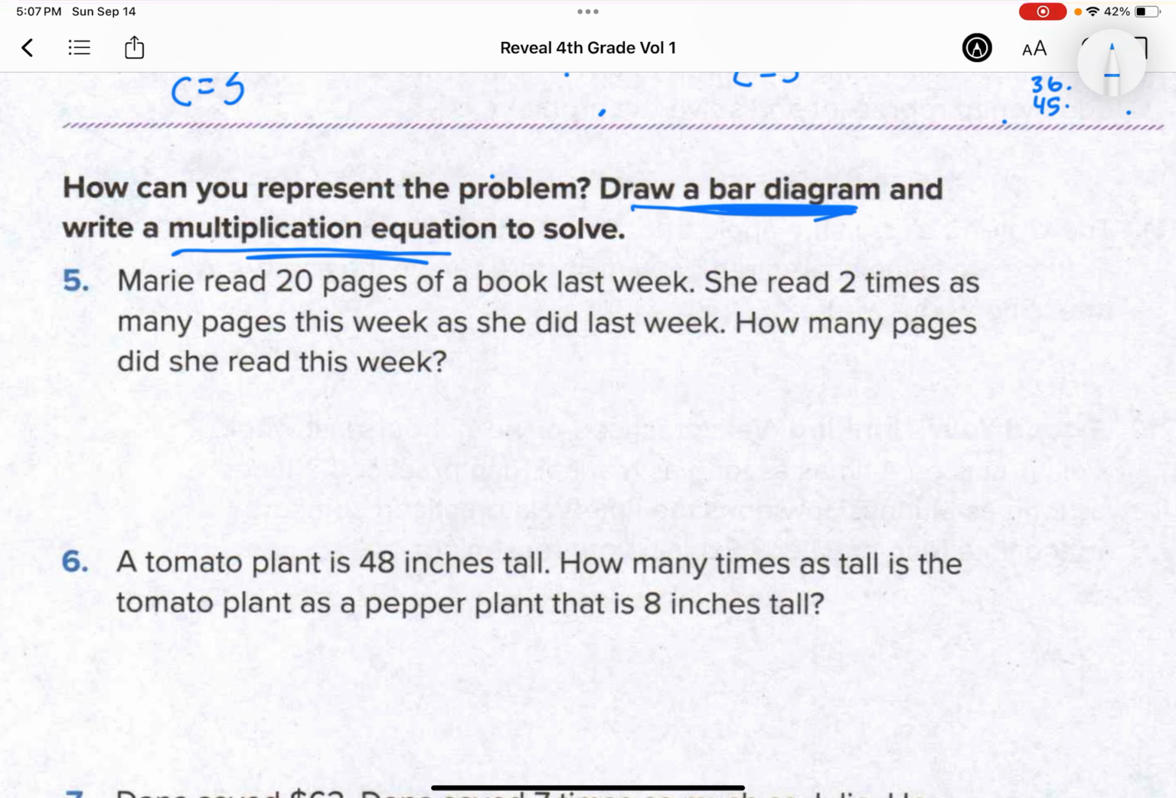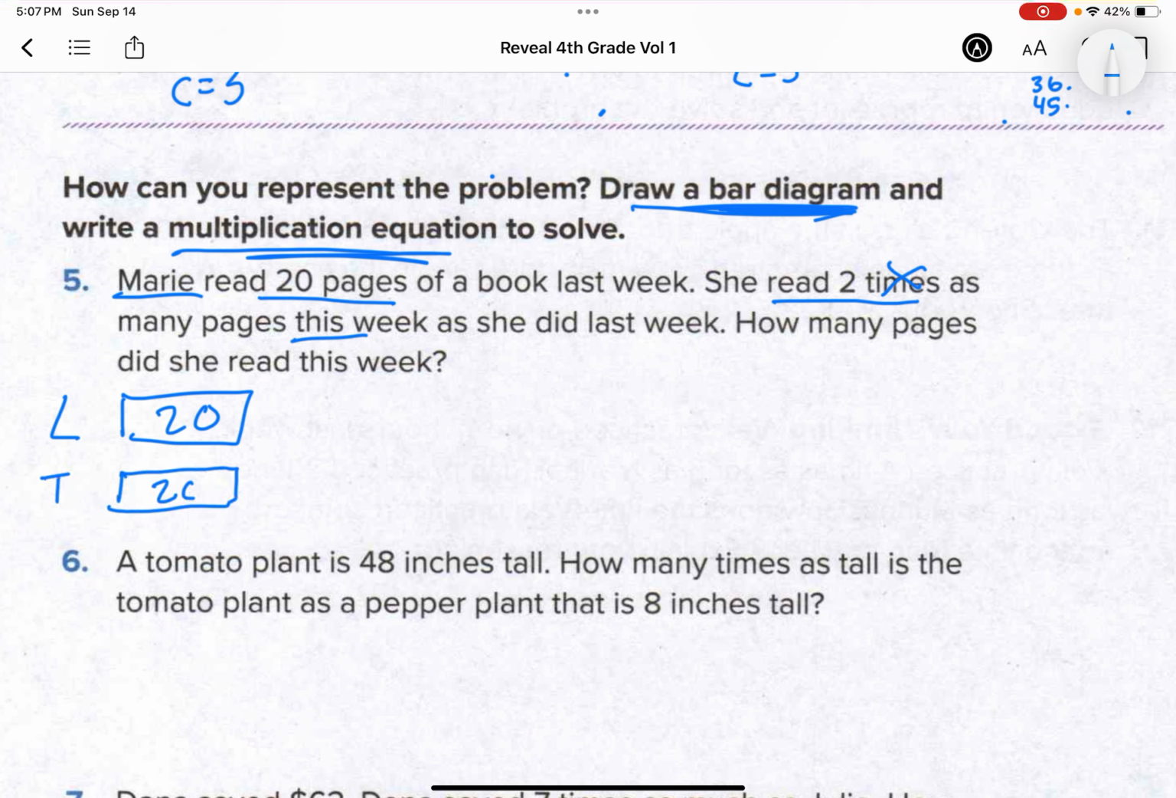Marie read 20 pages of a book last week. So let's label this. This is last week, L for last week, and it says she read 20. She read 2 times as many pages this week as she did last week. So this week, T for this week, she read 2 times as many. So she read 1 time as many, 2 times as many. So we have 2 boxes. How many pages did she read this week?